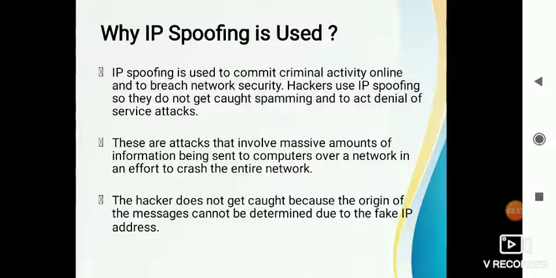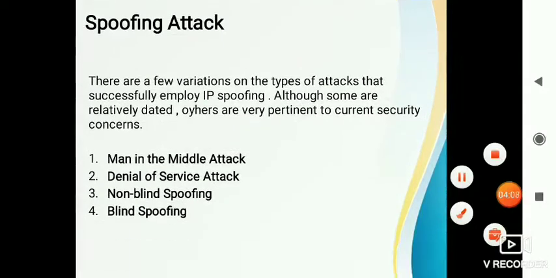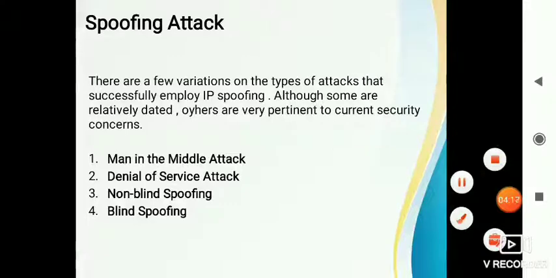Speaking of attacks, spoofing has some common attacks which are discussed here. They are man-in-the-middle attack, denial of service attack, non-blind spoofing, and blind spoofing. Now let us know briefly about these attacks.